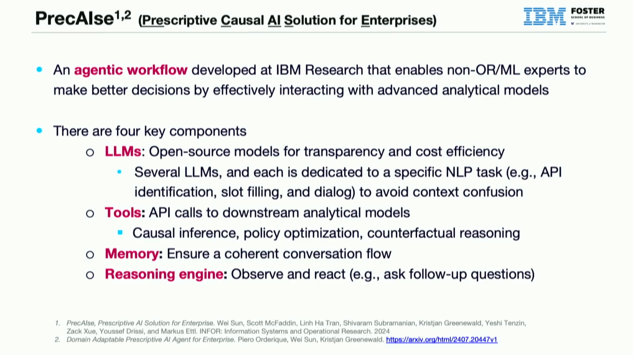What makes agentic workflow really powerful is the backend tools. So here Precise consists of several tools, including policy optimization. Learning from observational data, it determines what is a set of optimal actions to apply. Causal inference, and also counterfactual reasoning to provide those what-if scenarios. Memory to ensure a very consistent conversation flow with the user, and also a reasoning engine. It's primarily used when the LLM understands a query and tries to produce an answer. For example, do I need a follow-up?